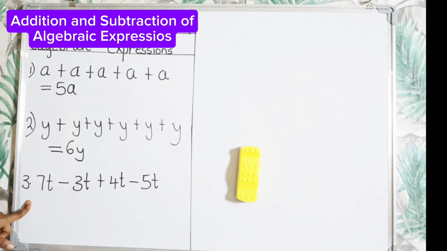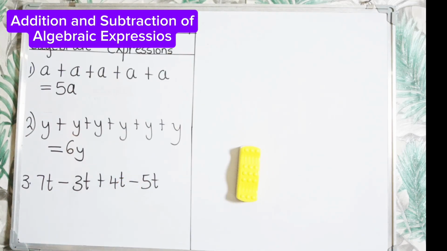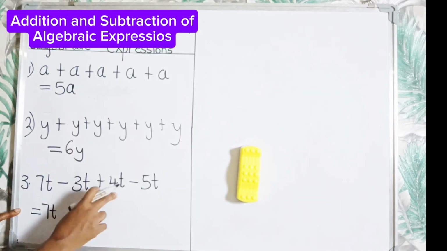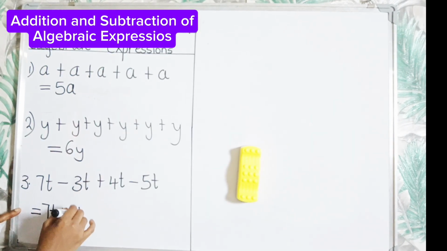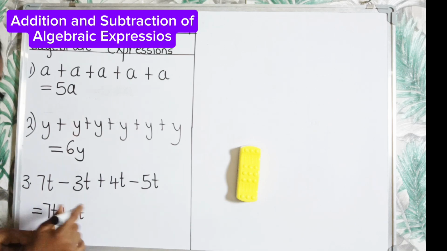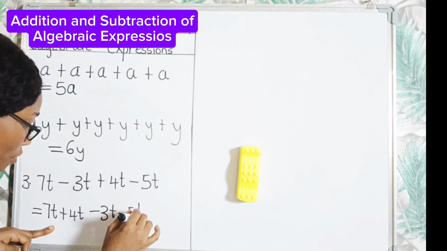Okay, number 3, we have 7t minus 3t plus 4t minus 5t. Let's have the ones with the plus on one side, and the ones with the minus sign on the other side. So let me bring down my 7t. This is equal to 7t. I have plus 4t here. All right, so I've collected the ones with the plus sign. So let's have minus 3t minus 5t.